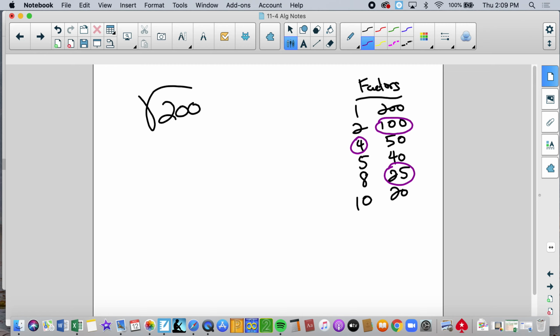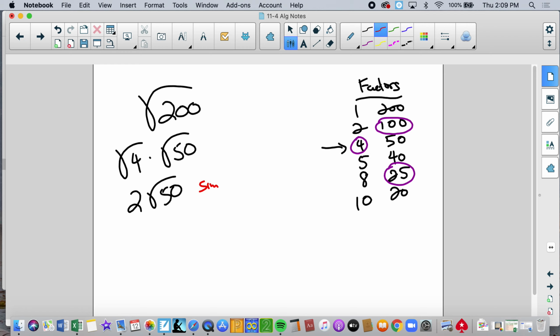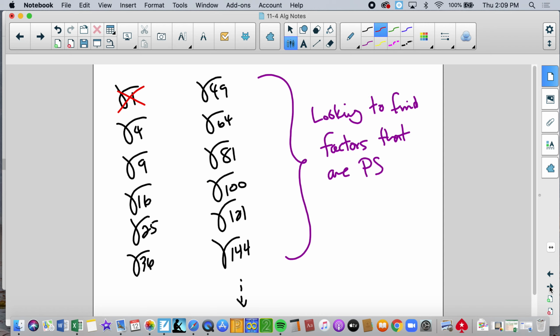Notice as we go through, we're looking for those pairs. One way we could do this is break it into rad 4, rad 50. We chose 4 and 50 because 4 is a perfect square. So the square root of 4 is 2 rad 50. We have to be careful to make sure we have simplified it completely. Is this simplified? We still have a radical here, so we go through the question again. Does 4 go into 50?